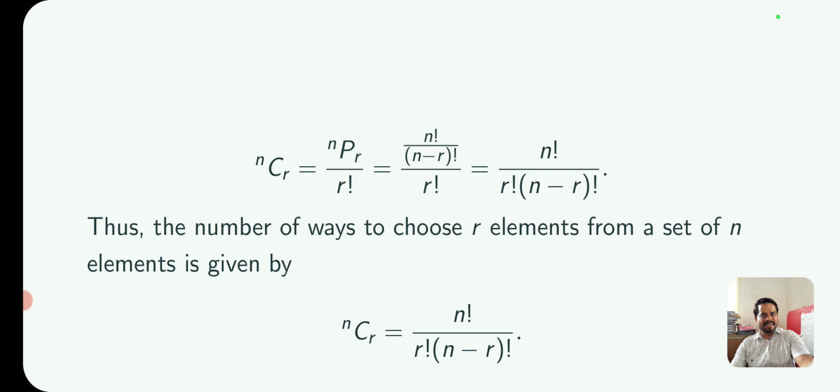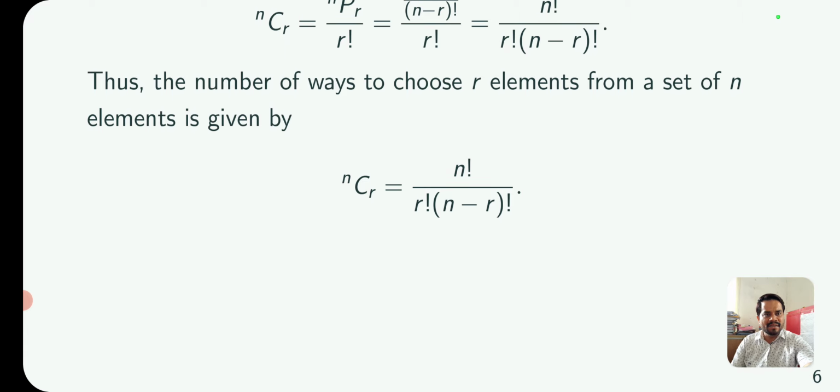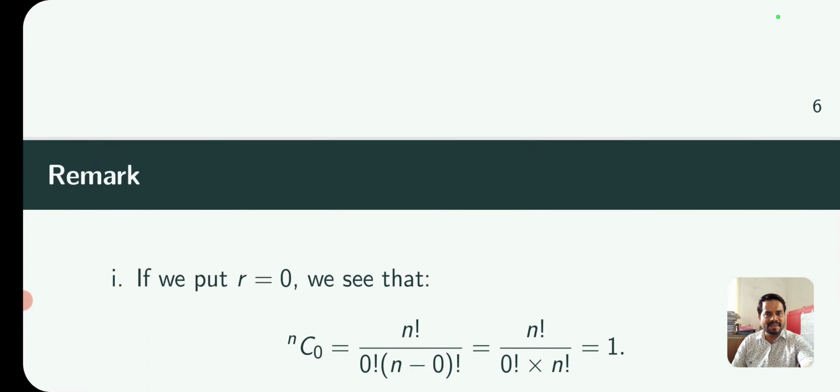We get n factorial upon (n minus r) factorial, and then we simplify to get n factorial upon r factorial into (n minus r) factorial. So this is the result we proved here, and it is the formula for finding the selection, or the combinations, of the elements.